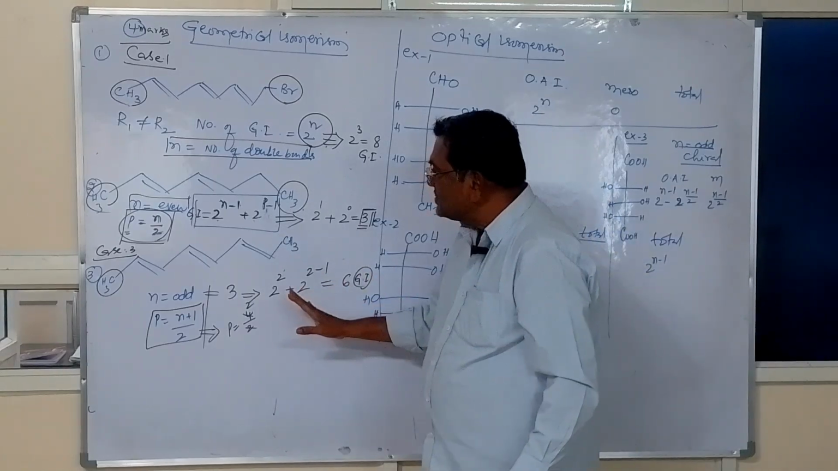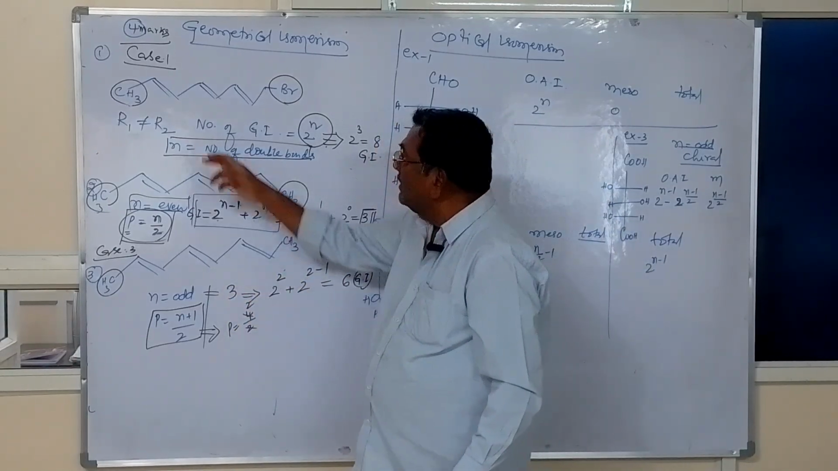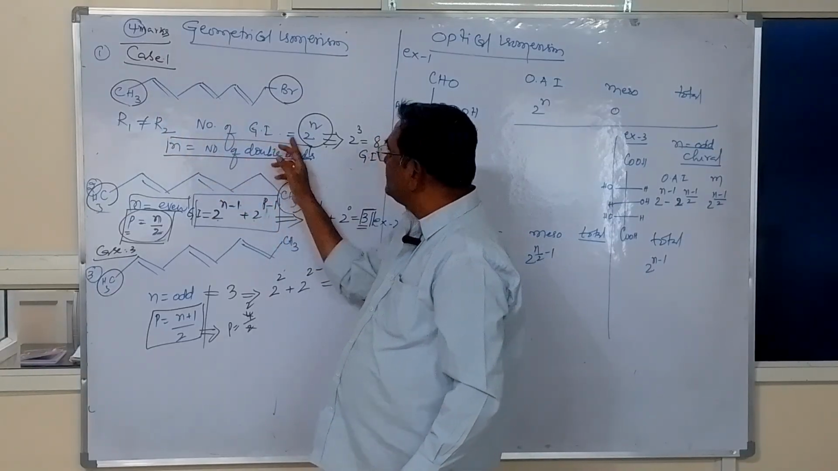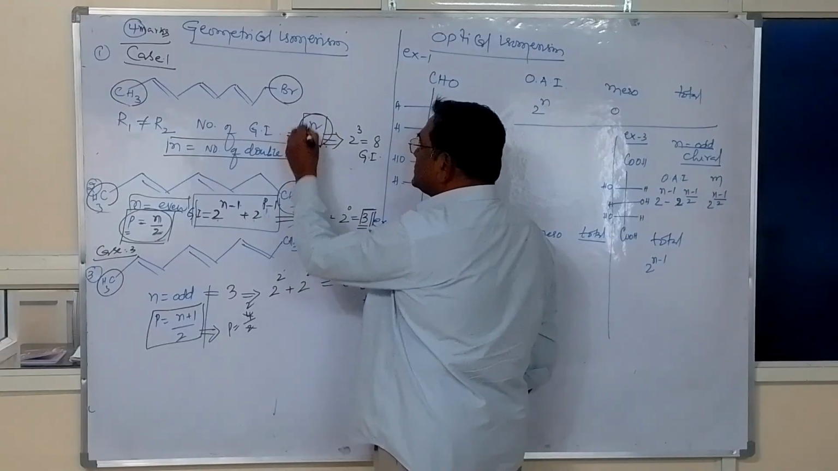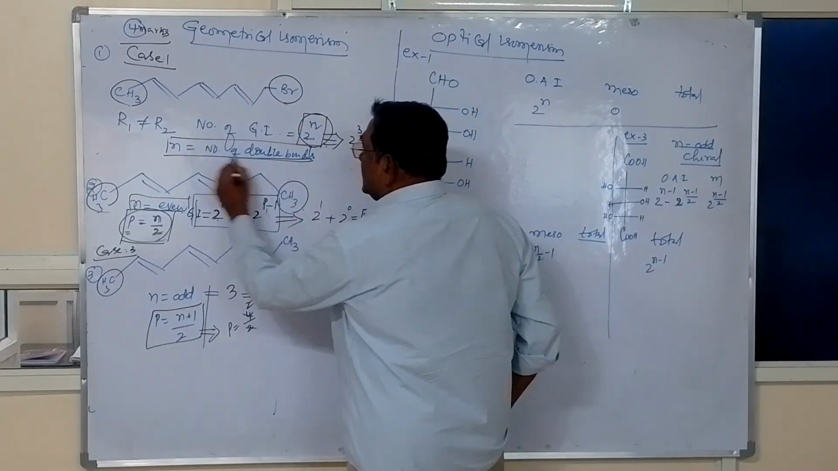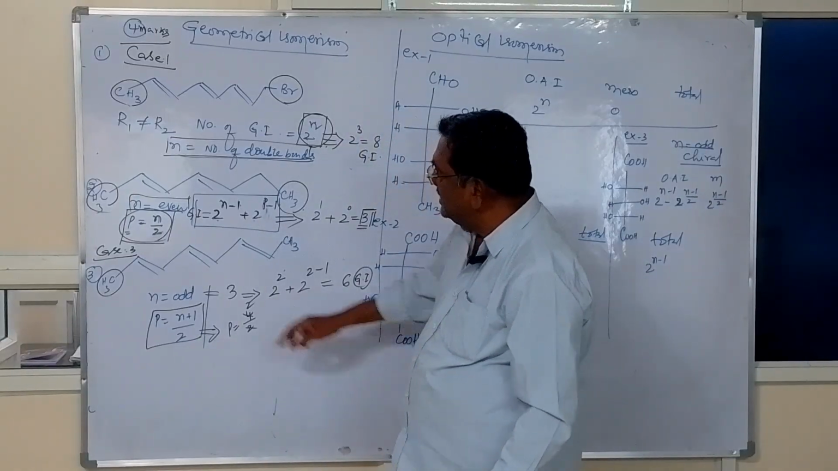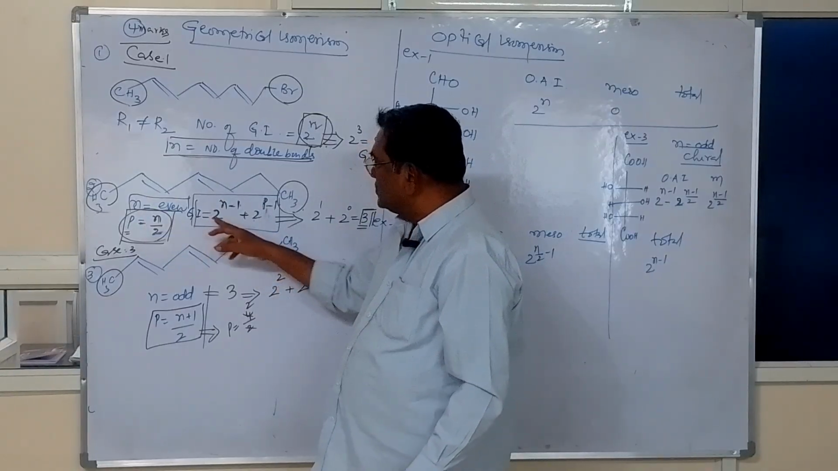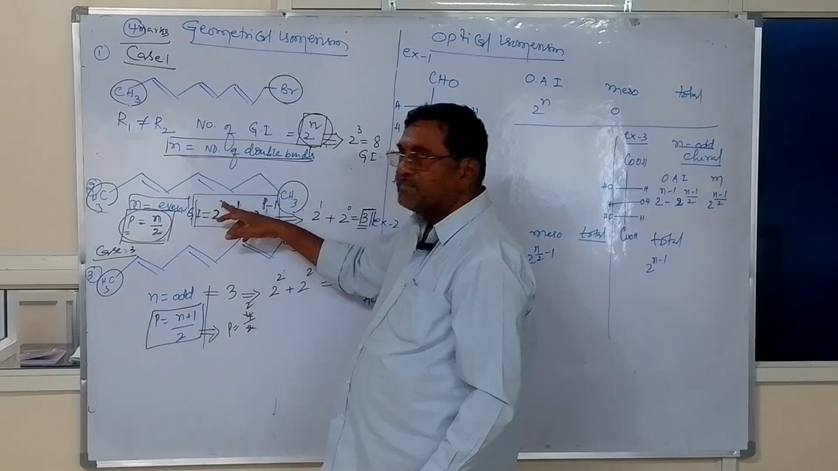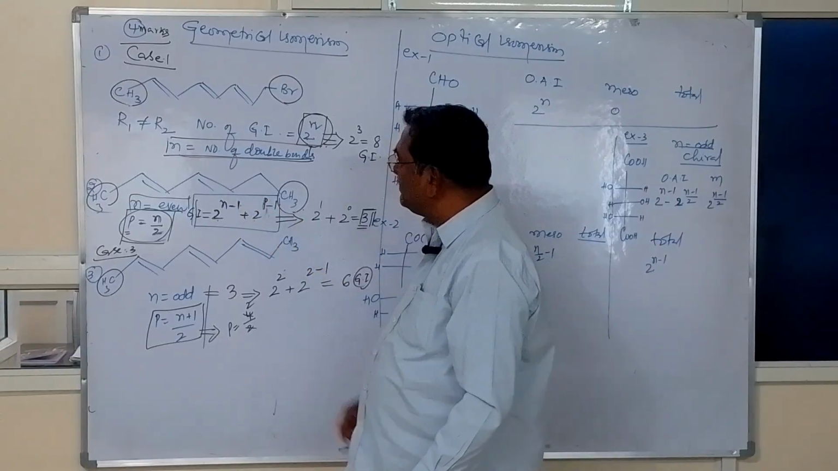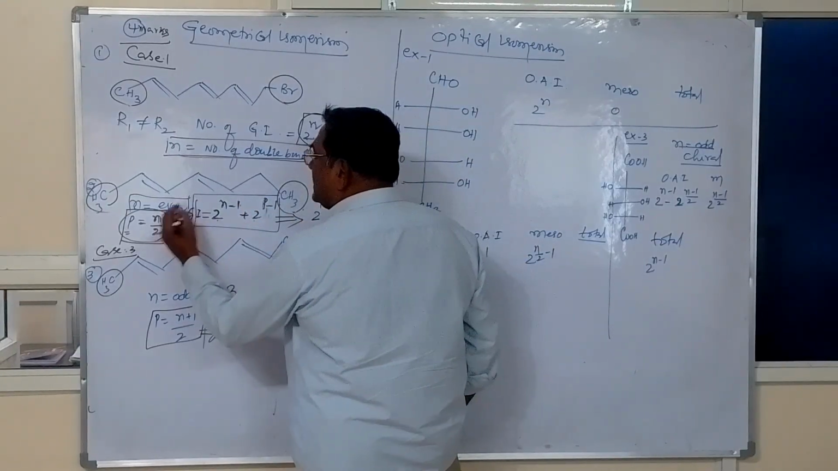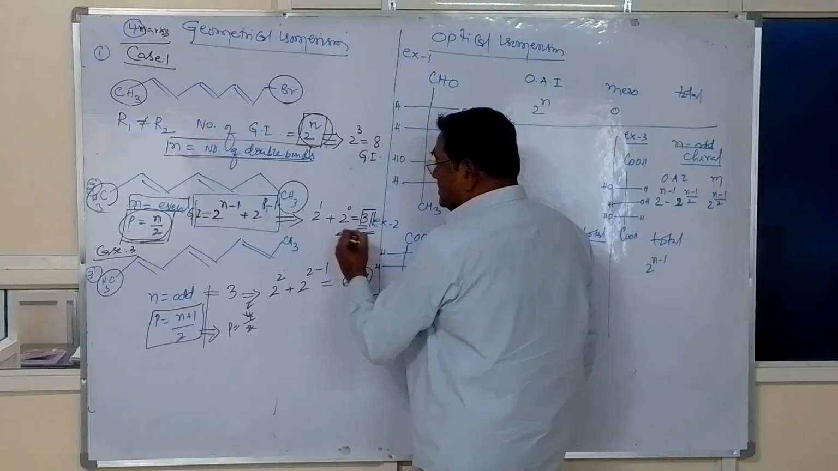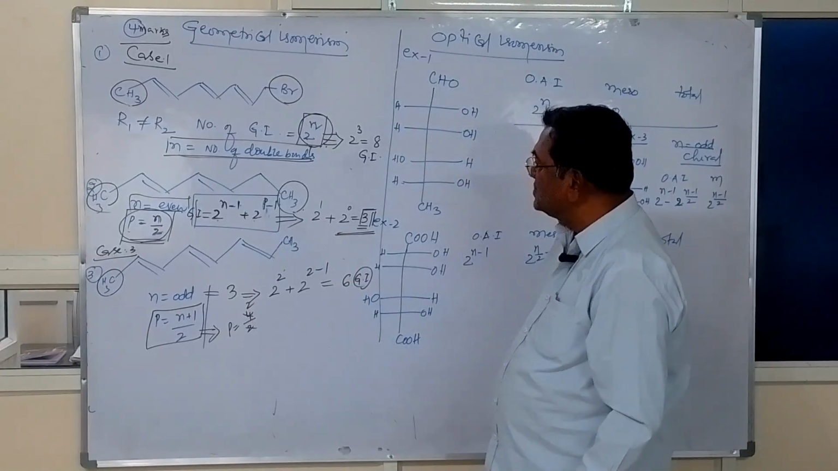Once again I am recollecting what we have done, children. Case 1: when terminals are not equal, the number of geometrical isomers is calculated by 2 to the power n, where n is the number of double bonds. When the terminals are the same, the formula is 2 to the power n minus 1 plus 2 to the power p minus 1. In this case, if n is even, p stands for n by 2. Based on that, the possibility is 3 geometrical isomers.